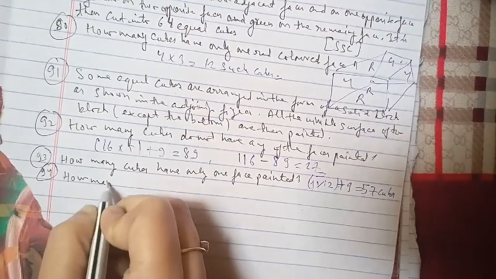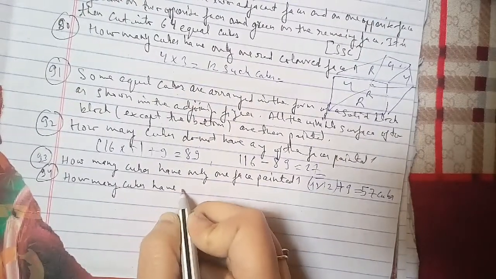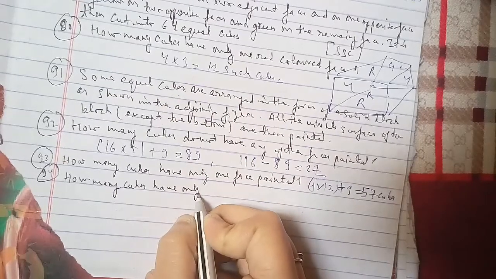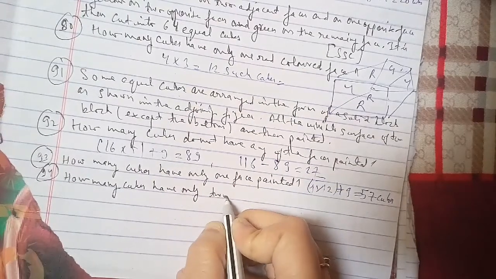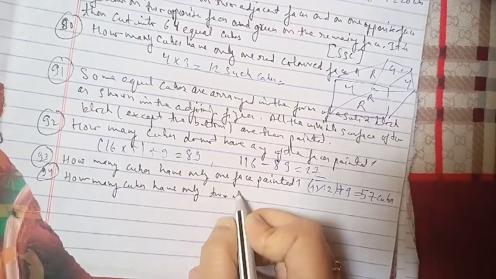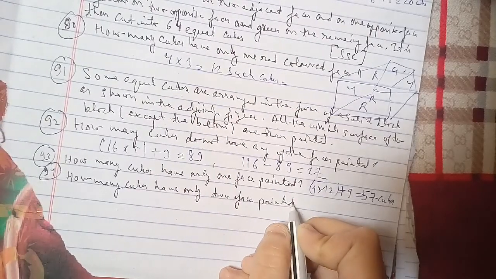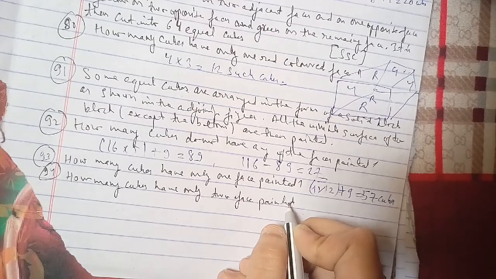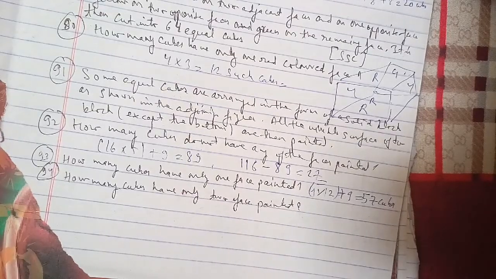How many cubes have only two faces painted, that we have to find out. On the same cases here, that has been painted, and that is what we will have to answer as well. So how many cubes have only two faces painted? The options we have are 0, 16, 20 and 24.